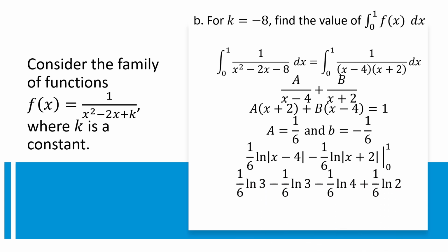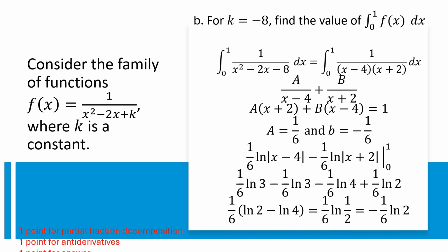All right, so then plugging in my bounds, I get 1/6 ln 3 minus 1/6 ln 3. We know that's going to cancel out. And then plugging in 0, I get negative or minus 1/6 ln 4 plus 1/6 ln 2. And so cleaning that up, I pulled out the 1/6, I restacked it, and then I simplified.